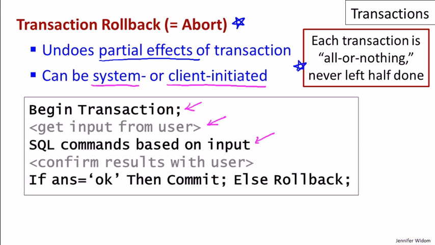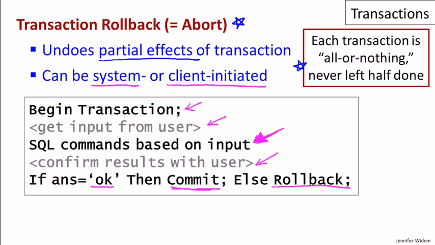It performs some SQL commands, maybe some modifications to the database based on the input from the user, confirms that the user likes the results of those modifications, and if the user says okay, then the transaction is committed and we get an atomic execution of this behavior. But if the user doesn't say okay, then the transaction is rolled back and automatically these SQL commands that were executed are undone, and that frees the application from writing the code that undoes those commands explicitly. So it can actually be quite a useful feature for clients to use.